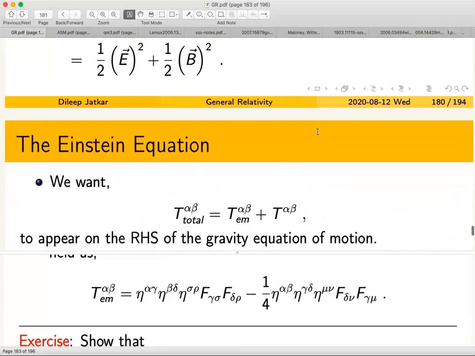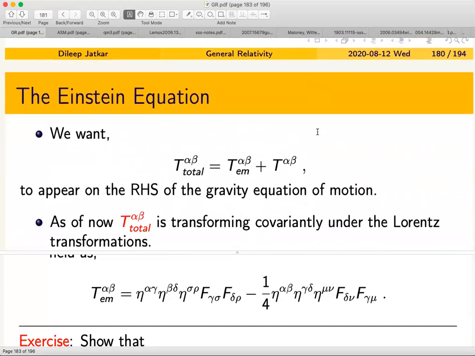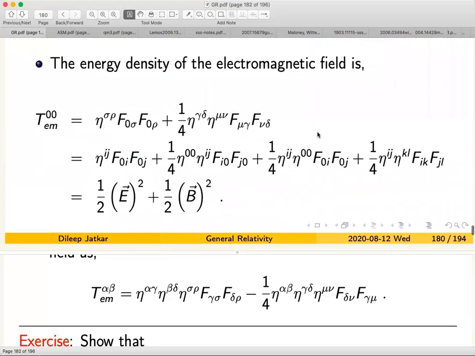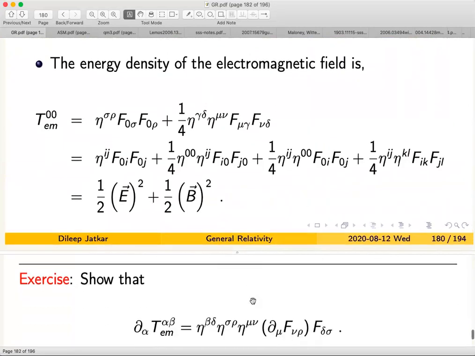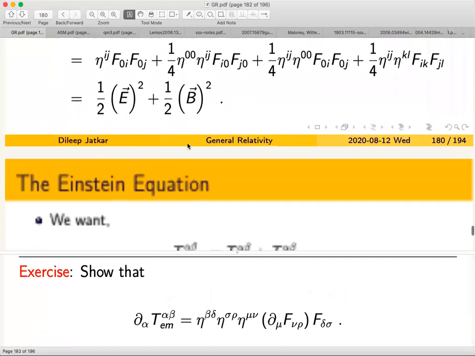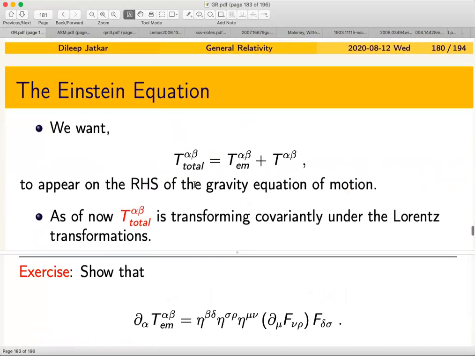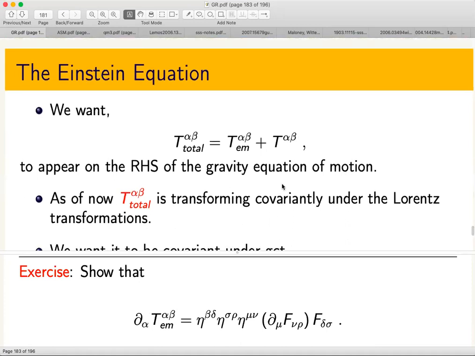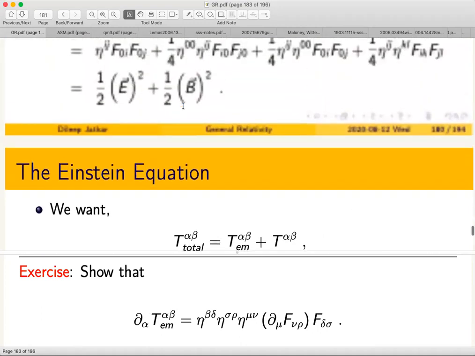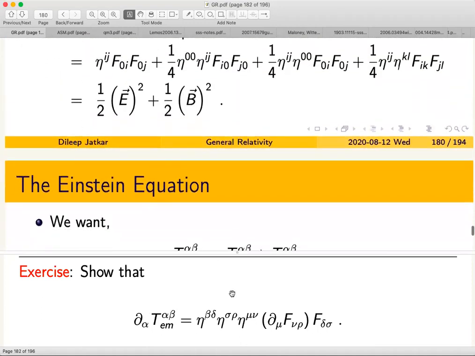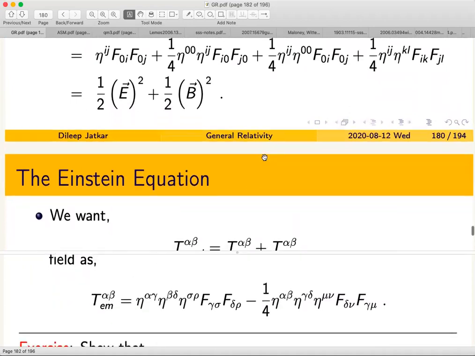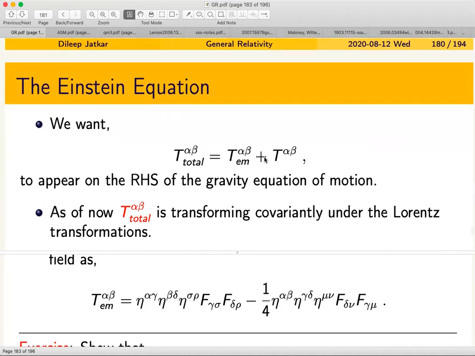So when we are going to write down the equation for gravity, we don't want to write down a quantity which is not conserved, but we want to write down a quantity which is conserved. So what we will do is write down a total energy momentum tensor T alpha beta, which is the electromagnetic field energy momentum tensor plus the energy momentum tensor of the particle. And what we have seen so far is that both these energy momentum tensors are written in terms of etas and stuff like that, an expression like this, which are covariant under Lorentz transformations.